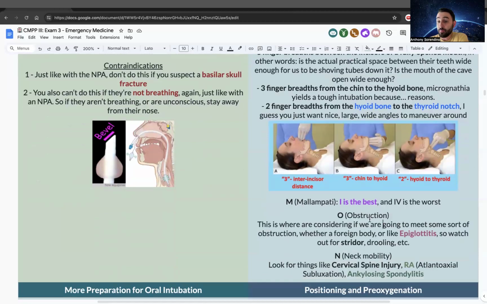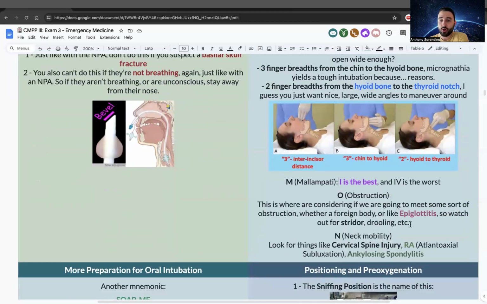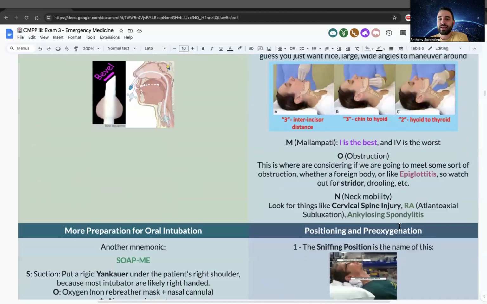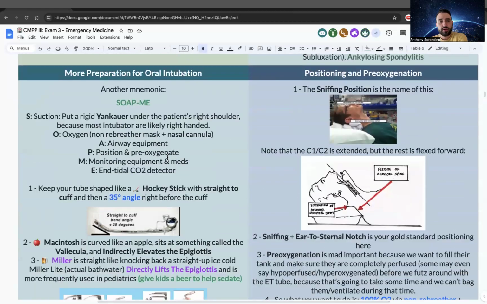Mallampati, just know 1 is the best, 4 is the worst. That's your ability to visualize the uvula. Obstruction, so you want to see, do they have something like epiglottitis? Is there stridor? Is there drooling? Is that going to be a difficult intubation? Neck mobility, that could tie into something from rheumatology. If they have rheumatoid arthritis, they could potentially have atlantoaxial subluxation of C1 and C2, so they would need an X-ray before you go ahead and shove a tube down their throat. They could have ankylosing spondylitis as well. So things to consider.